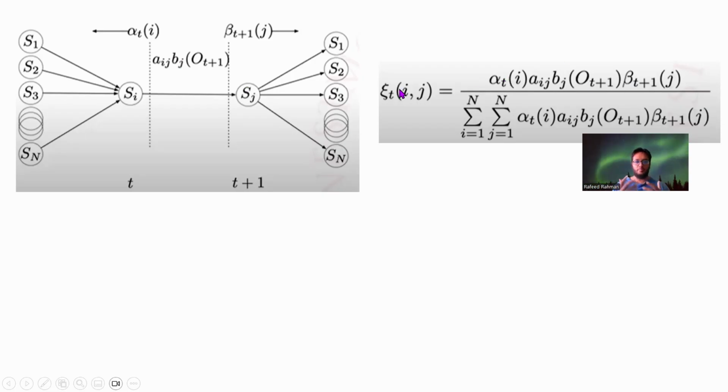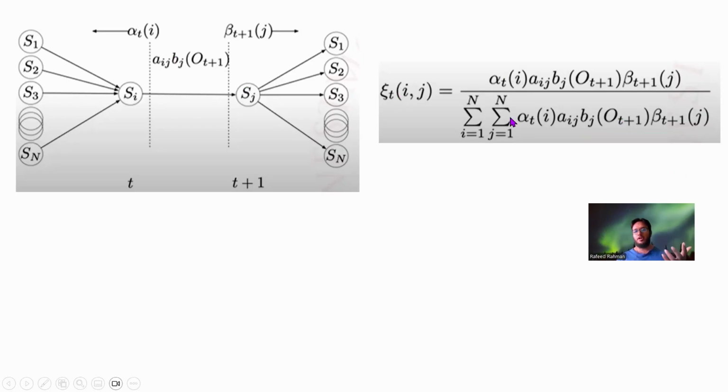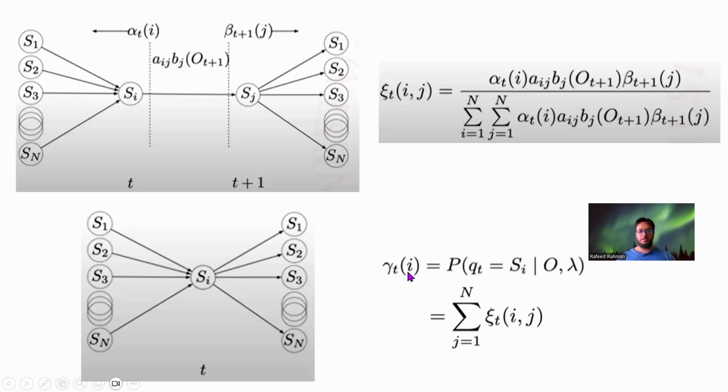But since psi t is a probability, you need to normalize it. So how do we normalize it? We simply divide by the sum of all possible combinations of all the states i and j. Right? Very simple. So the next variable that we need to calculate is gamma t.